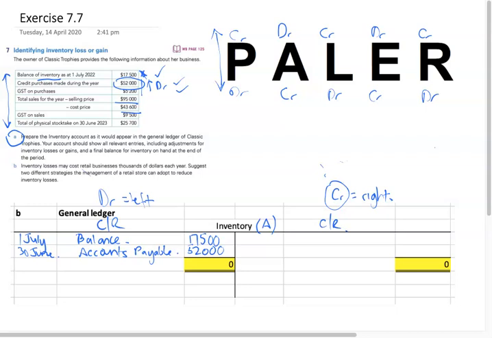We need to think about what value we put into the inventory leaving our business. We have obviously made sales. What have we sold? We have sold inventory. Inventory being sold means our inventory goes down, so that is a credit. But which number do we use?